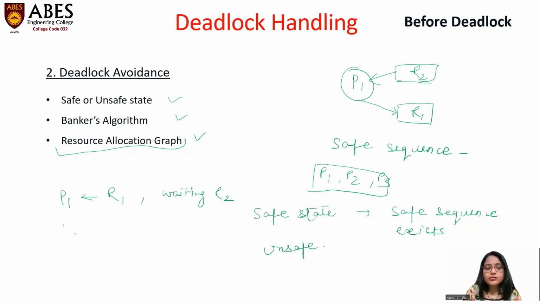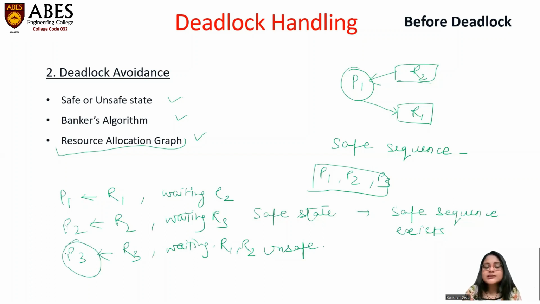And P2 is already having R2 and waiting for R3. Like P3 has R3 and waiting for R1, R2. So what we have to go for, like the P1 is waiting for R1 and R2 both. So it needs to release its resources so that P2 could be completed, and after that P1 could be completed, and after that P3 could have R1, R2 and R3 all of the resources.